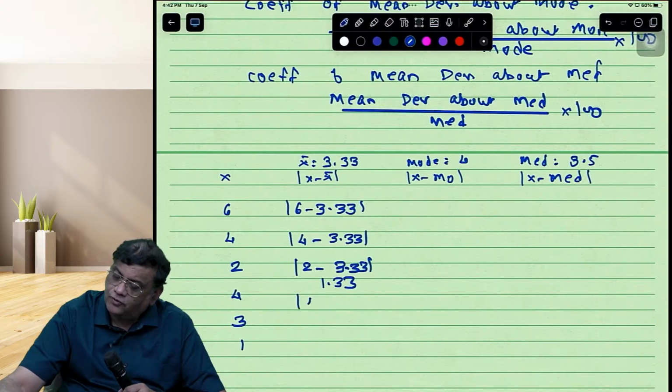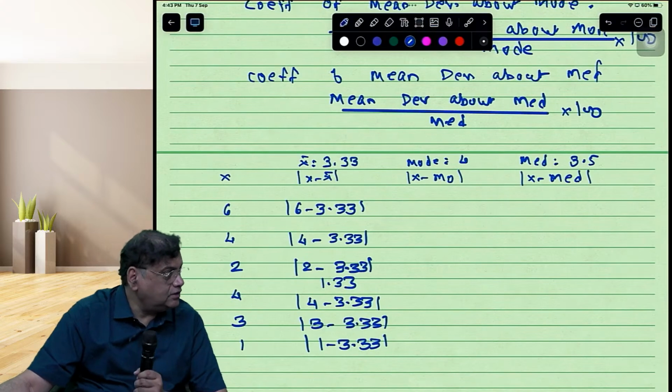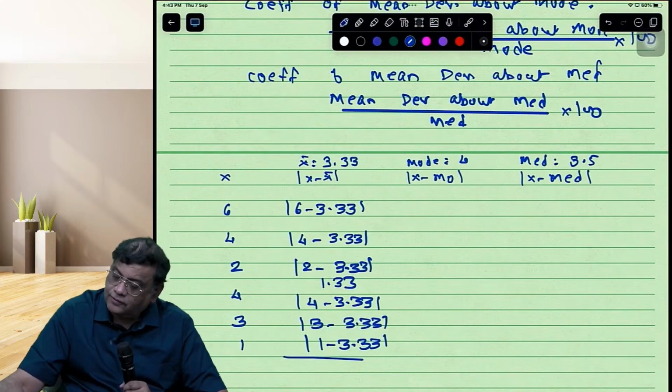This is going to be 4 minus 3.3. This is 3 minus 3.3. This is 1 minus 3.3. ये समझा क्या बाळांनो तुमको? आणि when you take the total of this, that total is summation modulus x minus x bar.